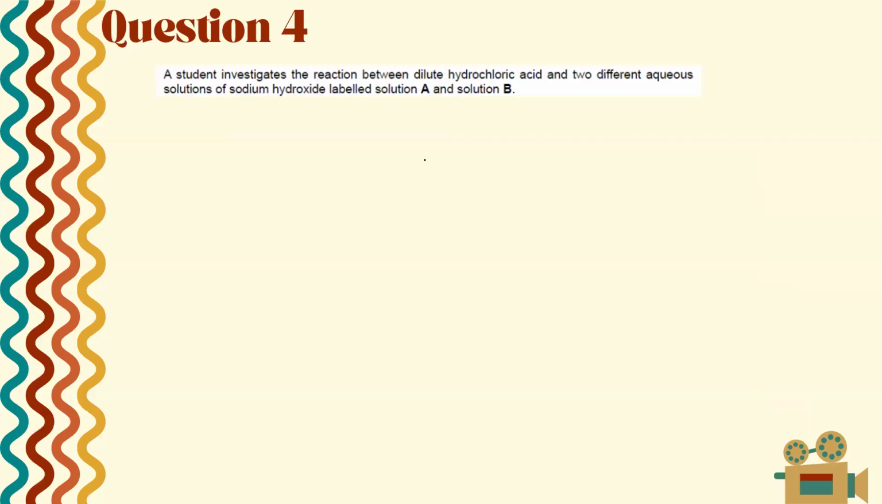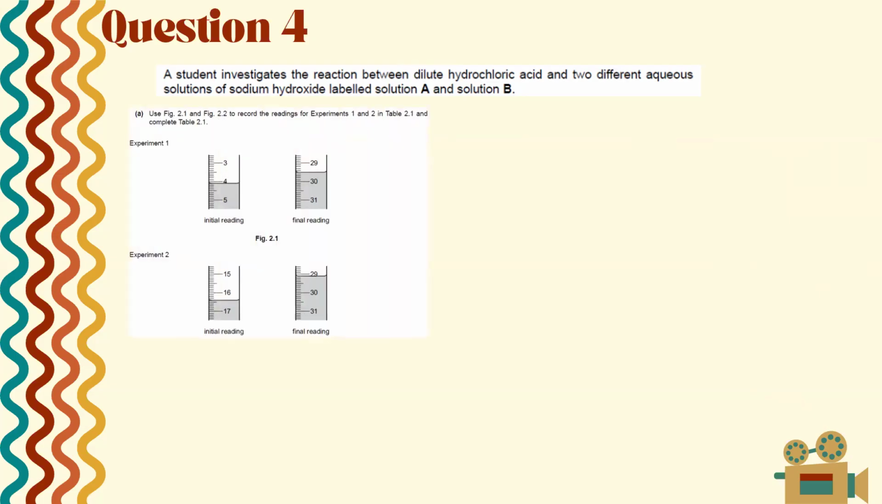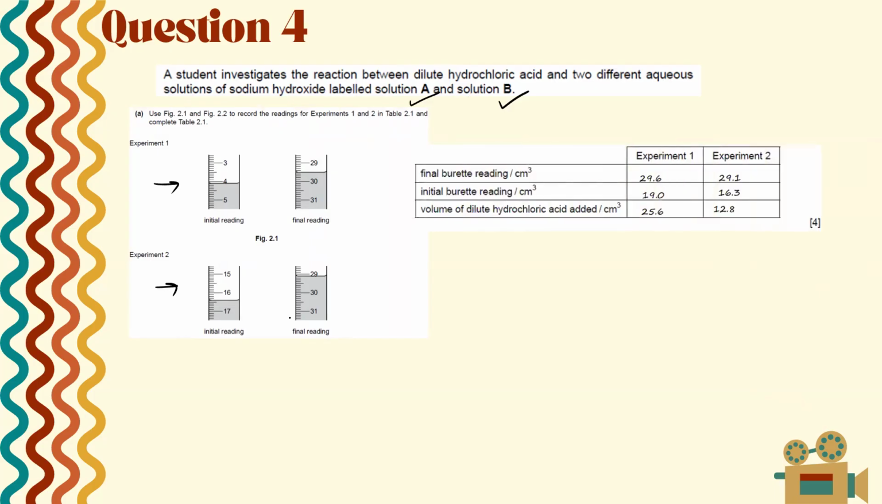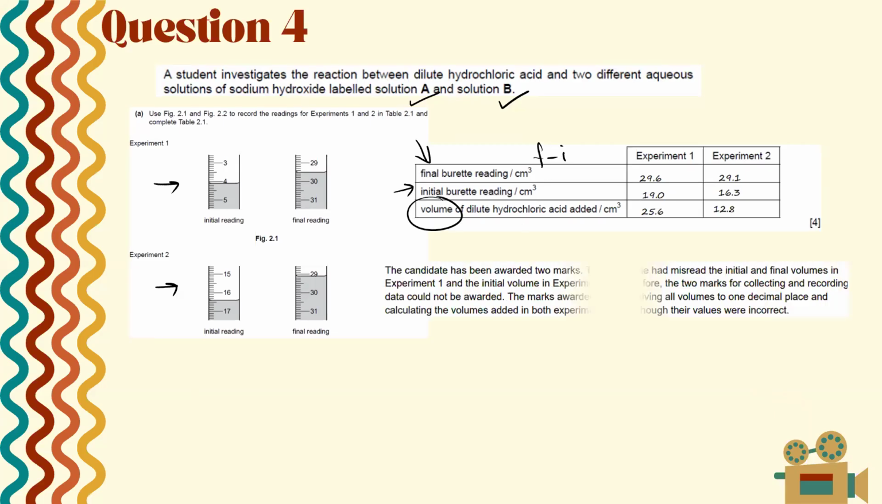Next question: a student investigates the reaction between hydrochloric acid and two different solutions of sodium hydroxide labeled solution A and B. They might be of different concentrations and they are reacting with hydrochloric acid. So these are the two burette readings: initial reading and final reading, and experiment 2 also initial reading and final reading. To fill in the table, note down the final reading, note down the initial reading, and do final minus initial to take out the volume of hydrochloric acid used.